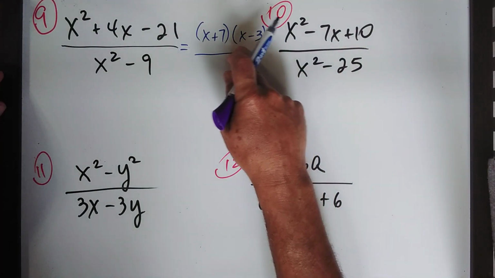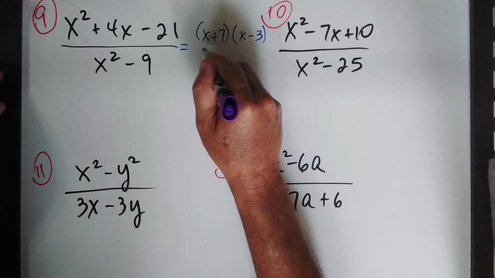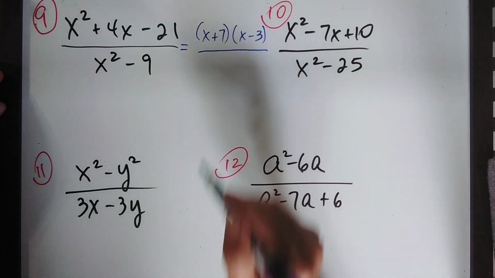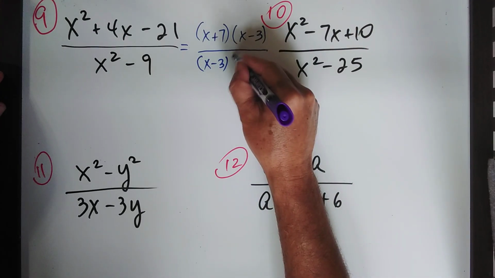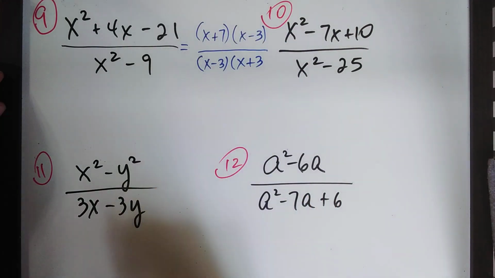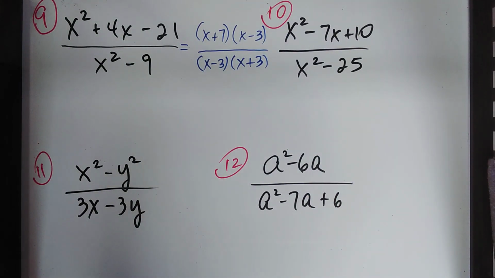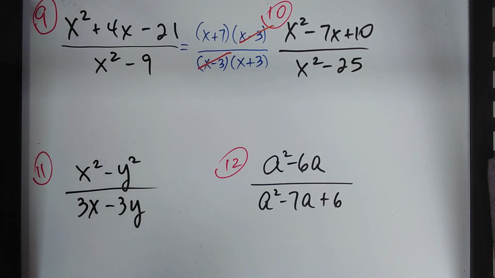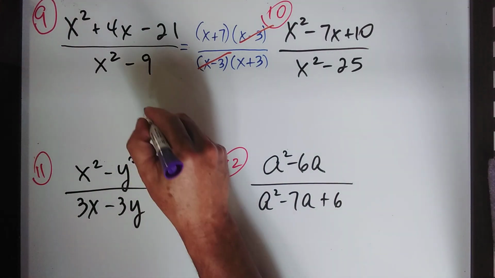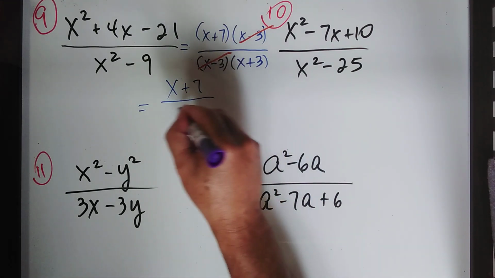And then on the bottom I have a difference of two squares, right? X squared is a perfect square, the square root of it is x, and 9 is a perfect square, the square root of 9 is 3. Therefore I do x minus 3, x plus 3. And now I need to cancel the x minus 3, right? So that's what I'm doing. I'm going to take these two out, and whatever is left is going to be my answer. So that's going to be x plus 7 over x plus 3.